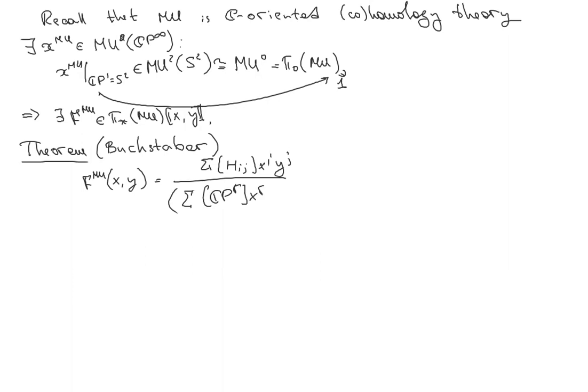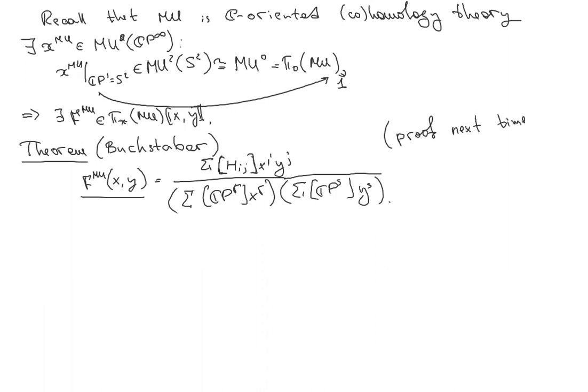Anyway, here I write the sum over CP^s, y^s. So the formal group law for mu has the following form. This is a class of such manifolds. There are two more things that I will prove next time.